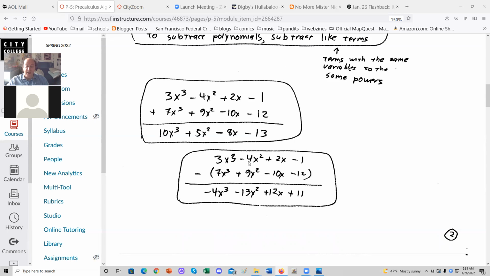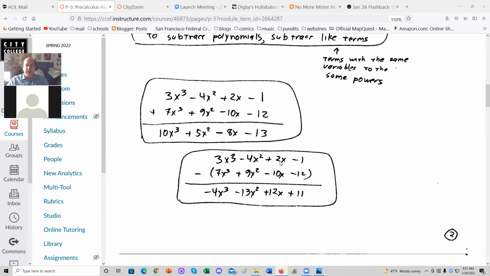To subtract the same two polynomials, we subtract like terms. 3x cubed minus 7x cubed. 3 minus 7 is a negative 4, so negative 4x cubed. Minus 4x squared minus another 9x squared. Minus 4 minus 9 is minus 13, so a minus 13x squared.